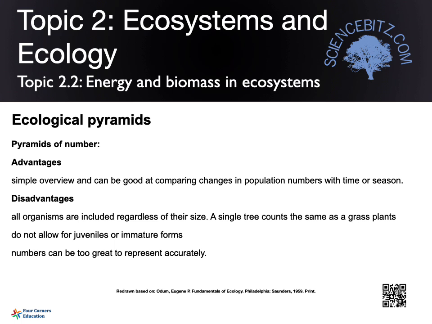So, pyramids of number. Advantages of them: they're a very simple overview and can be good at comparing changes in population numbers over time or season. So you use them for sampling at different times of the year, and you get quite interesting patterns. Obviously, if you were sampling an estuary in the northern hemisphere in the winter, you'd get far fewer ducks and geese feeding at that time of year than you would in the spring and summer. So the pyramids of number are going to be very, very different.